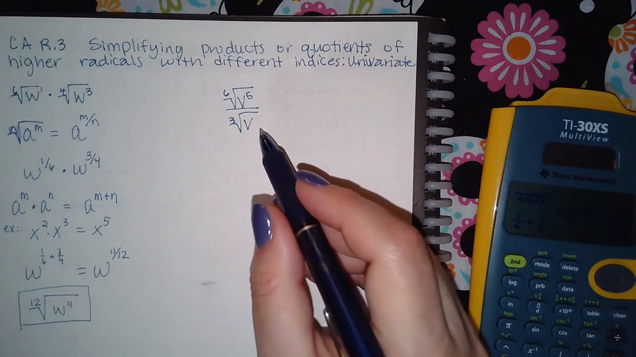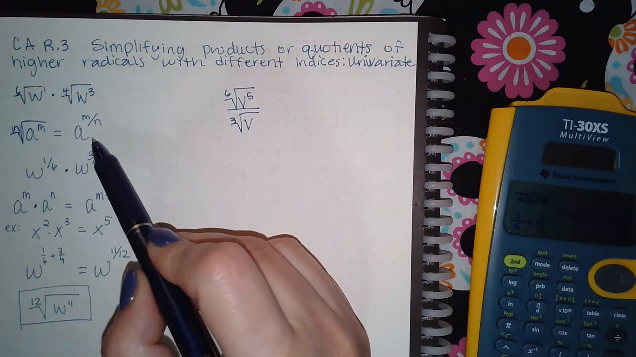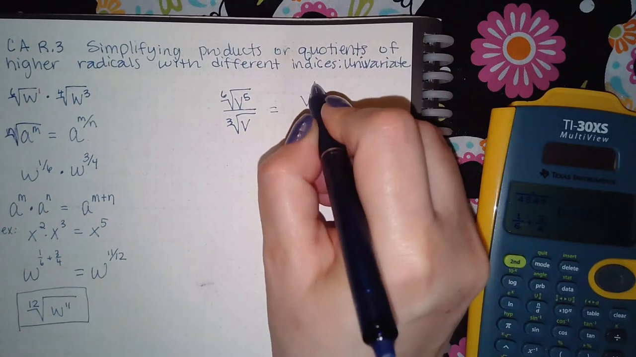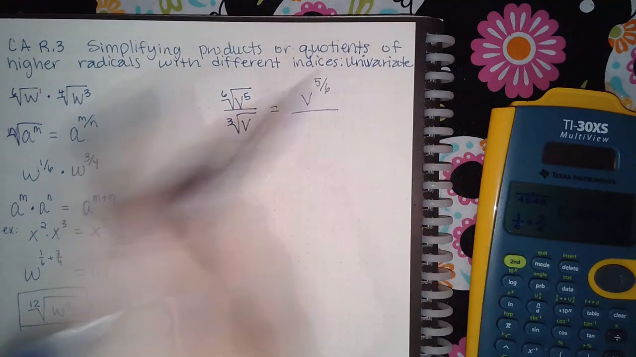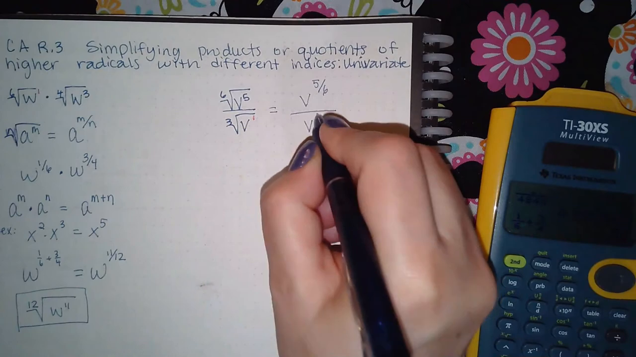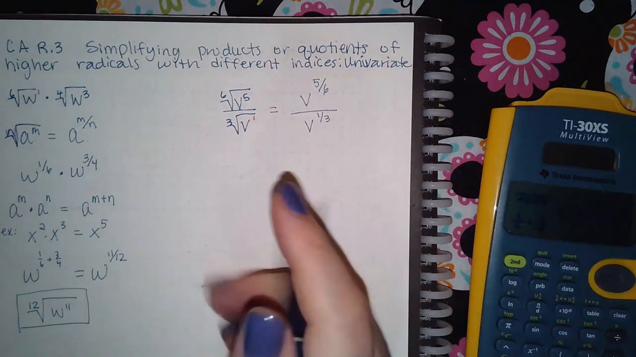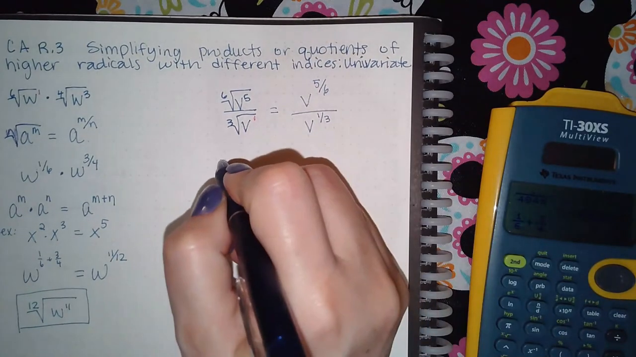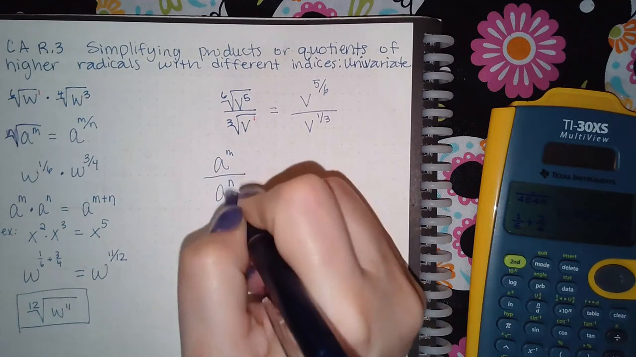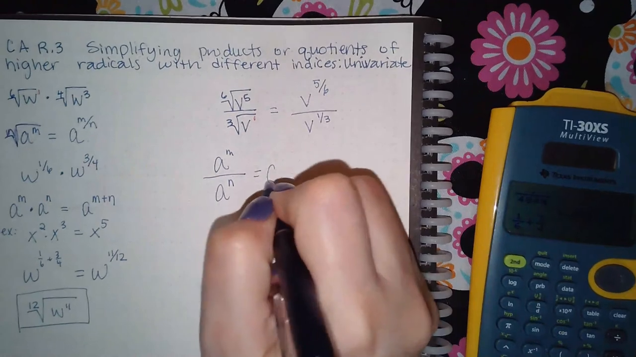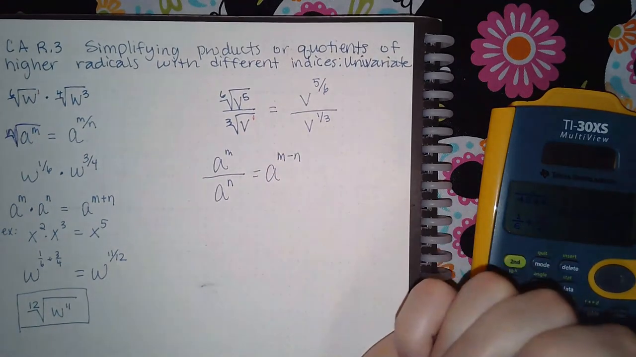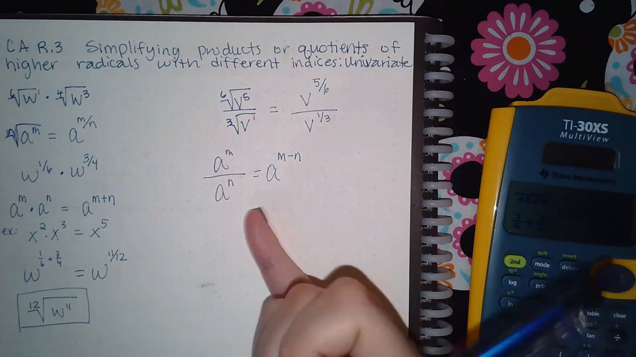Now for this one, we're going to use the same rule. So we're going to convert the numerator into v to the 5 over 6. The denominator is going to be v to the 1/3. And then I'm going to apply the rule for division. So when you have a base with an exponent divided by the same base with the same or different exponent, you take the base and you subtract the top exponent minus the bottom exponent. So I'm going to apply this rule.